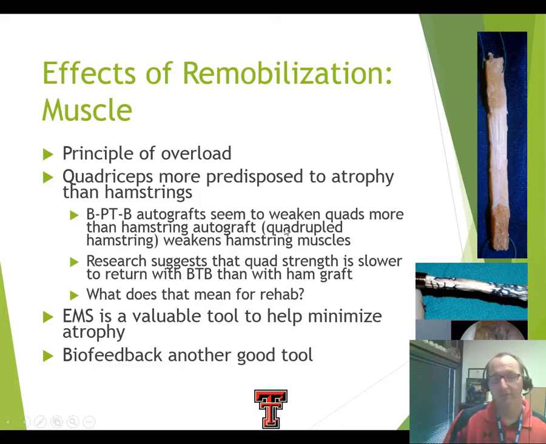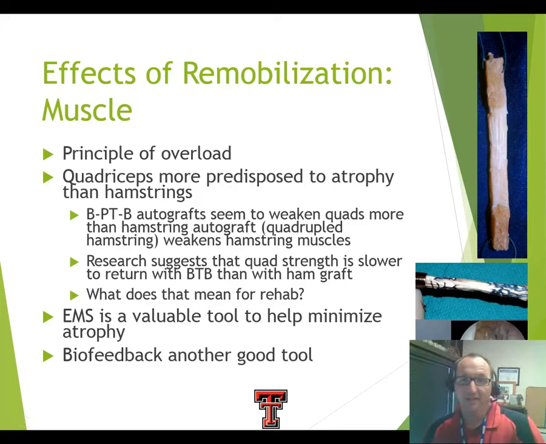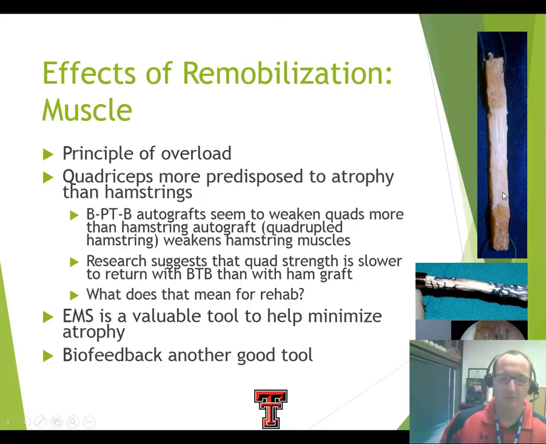Now, if we've been immobilized due to surgery, we know that the quads are more predisposed to atrophy than hamstrings. If we've got an athlete that's undergone ACL reconstruction, then they need the hamstrings as a dynamic restraint to anterior translation of the tibia. A bone tendon bone autograft, we harvest out of the patella. It seems to weaken the quad more than a hamstring autograft. Research tells us that quad strength is slower to return than hamstring.